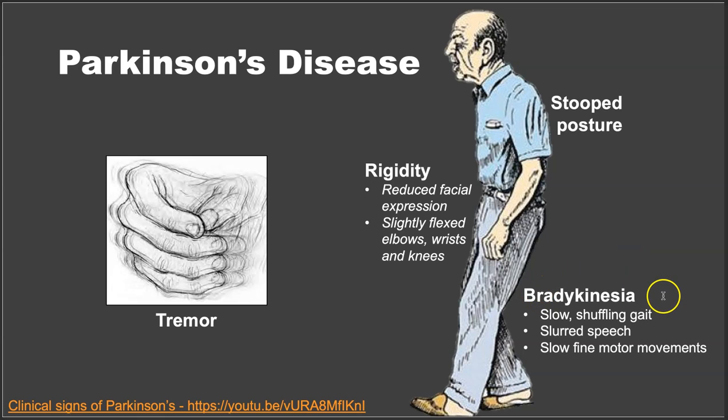And then finally, bradykinesia. And this is maybe the most famous part of Parkinson's, the slow gait. They tend to shuffle. People with Parkinson's have slurred speech, and they have a lot of difficulty with fine motor movements. They tend to have trouble getting those movements started as well as actually performing the fine movements.